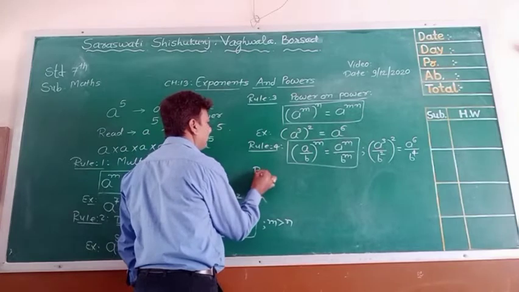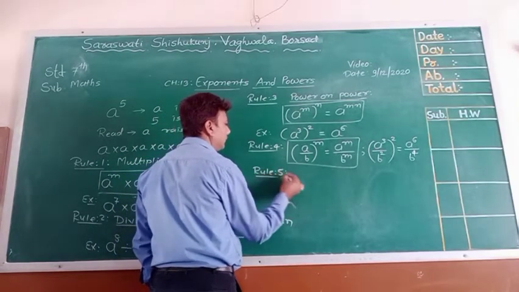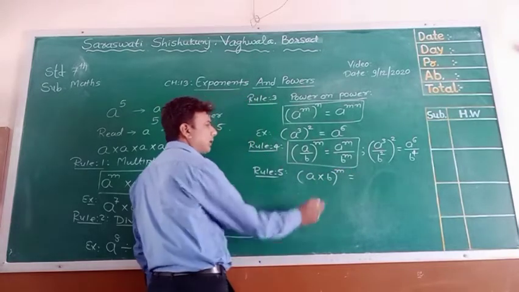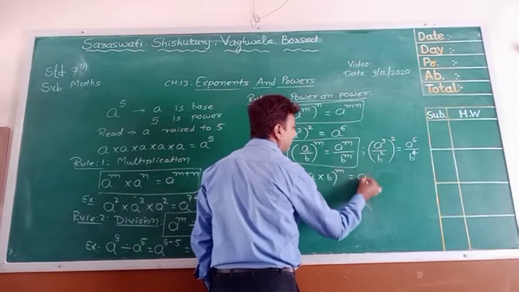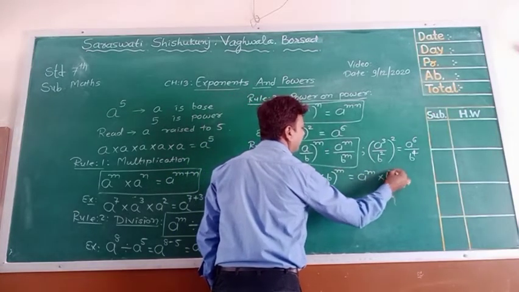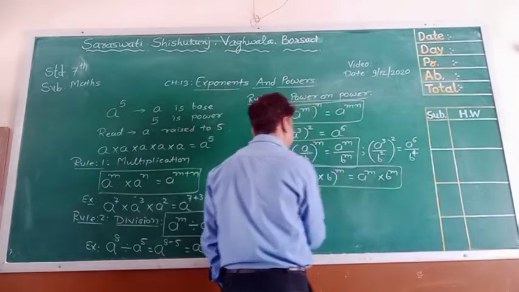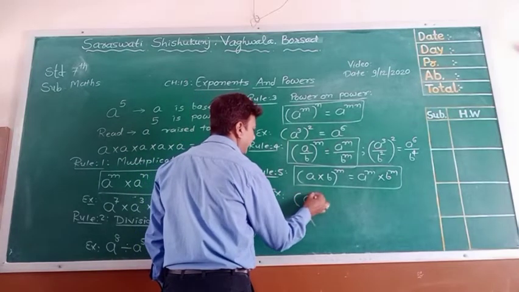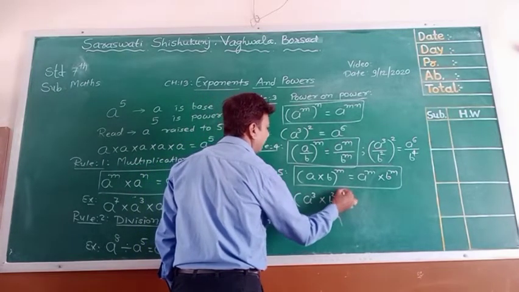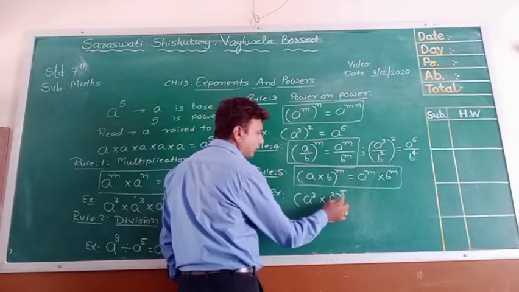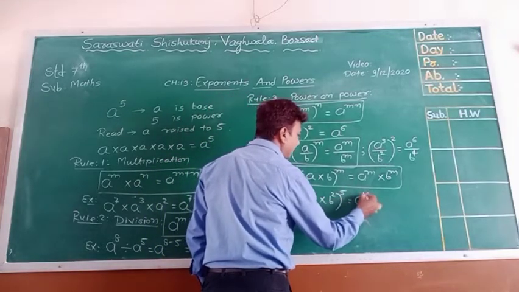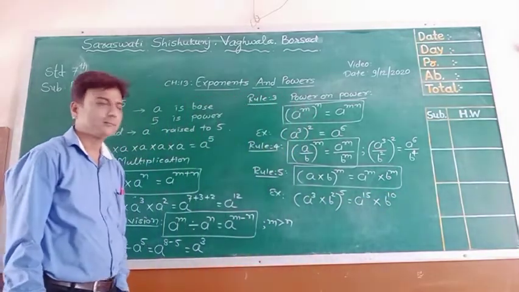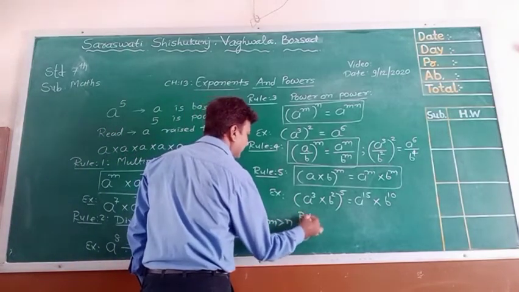Now rule number 5. Suppose a into b raised to m. That means this power we have to distribute to a and b, both a raised to m and b raised to m. Let's take one example. Suppose a raised to 3 and b raised to 2 and this 5 on the whole bracket. So 5 3s are 15 and 5 2s are 10. This is the answer.